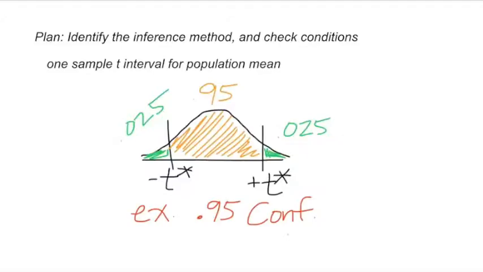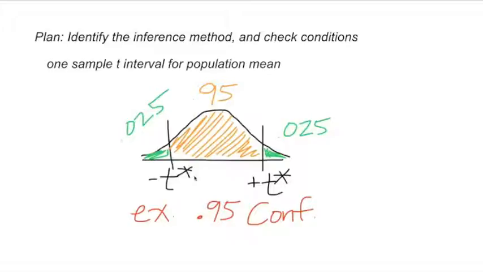Next, we plan. We identify the inference method and check the conditions. Our inference method will be a one-sample t-interval for the population mean. We use a t-interval when our population standard deviation is unknown. t is a critical value of the distribution. This is going to make a lot more sense with the picture here.